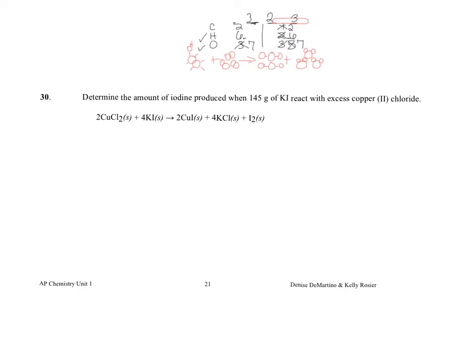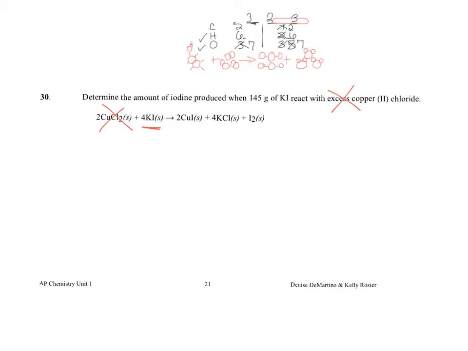Okay, so number 30 says, determine the amount of iodine produced when 145 grams of potassium iodide react with excess copper II chloride. So for this, we want to cue in on the whole idea that excess, we don't want to even worry about anything that is in excess. Therefore, we're just going to worry about the other reactant, which is potassium iodide. If we had another one, we would have to treat this like a limiting reactant problem, but we do not need to worry about that.